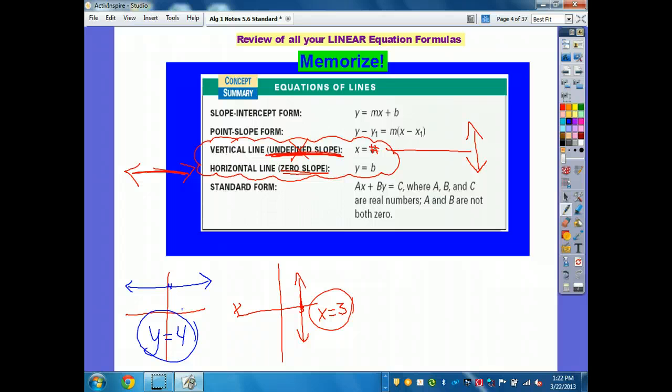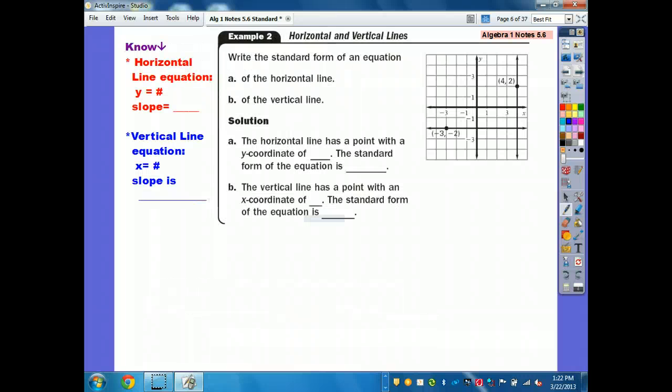So when you do step number 1, if the slope's given to you, or you have to find it, and you end up with an undefined slope or a 0 slope, woohoo! You don't even have to worry about the rest of the steps. Because you'll either go x equals a number or y equals a number. You'd be done. Those are the easy ones. Let's jump ahead to example number 2 and see what we come up with then.